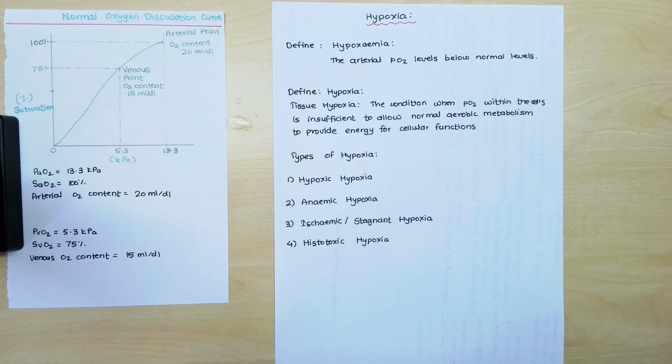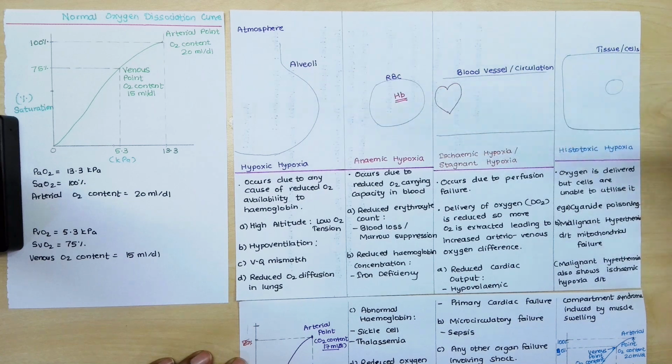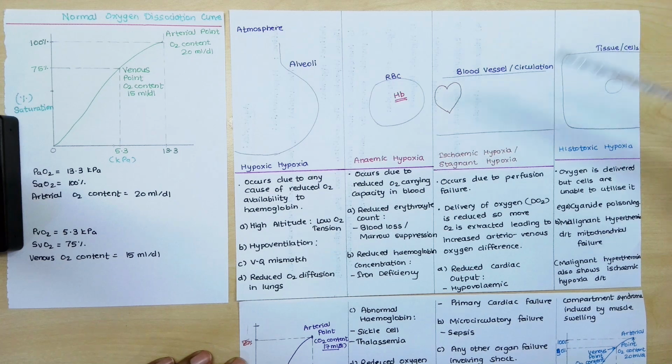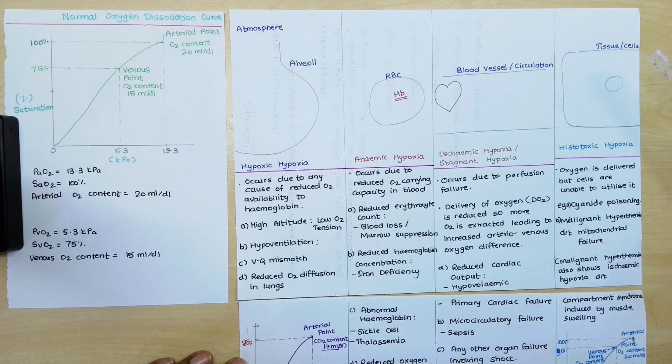Types of hypoxia: hypoxic hypoxia, anemic hypoxia, ischemic or stagnant hypoxia, histotoxic hypoxia. Hypoxic hypoxia occurs due to any cause of reduced oxygen availability to the hemoglobin. Anemic hypoxia occurs due to reduced oxygen carrying capacity of the blood. Ischemic hypoxia or stagnant hypoxia occurs due to perfusion failure. The causes are related to the heart or the circulation. Histotoxic hypoxia: the oxygen is delivered to the cells, but cells are unable to utilize it.